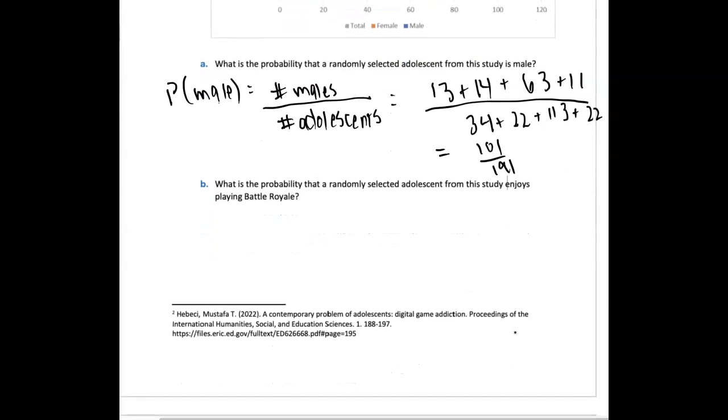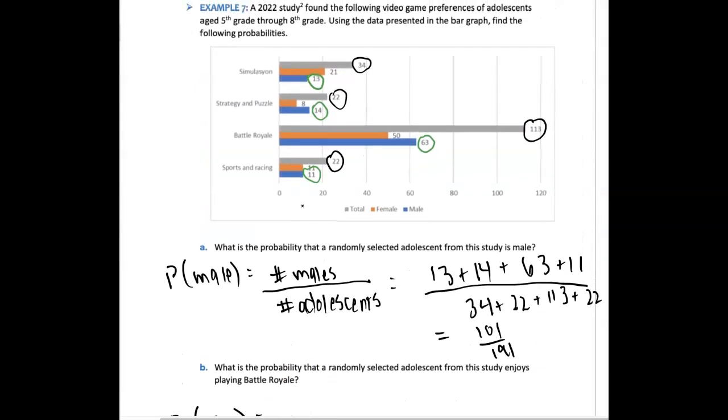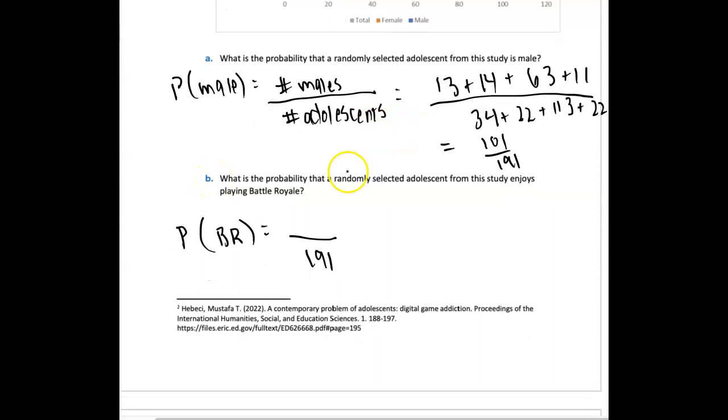Part B. What is the probability that a randomly selected adolescent from this study enjoys playing Battle Royale? So again, let's keep that 191 from before. That's the total number of adolescents included in this study. So no reason for me to find that again, right? So now I want to look for the folks who enjoy playing Battle Royale. So let me use red this time. I'll do red boxes. So here's Battle Royale, right? And there are 113 people total that enjoy playing Battle Royale. So that will be my numerator here, right? 113 out of 191.